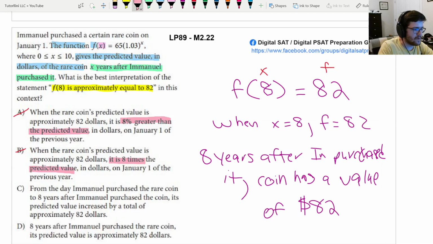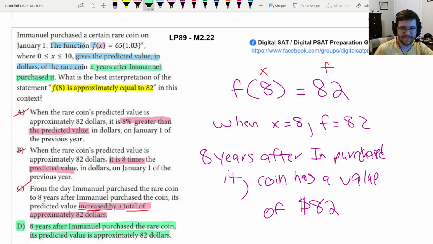Okay, from the day Emmanuel purchased the coin to 8 years after Emmanuel purchased the coin, its predicted value increased by a total of approximately $82. No, it doesn't say the change. It says the predicted value. So this part right here specifically, increased by a total of, that part seems really wrong. I think the answer is D. So 8 years after Emmanuel purchased the rare coin, that's what we had written. Its predicted value is approximately $82.